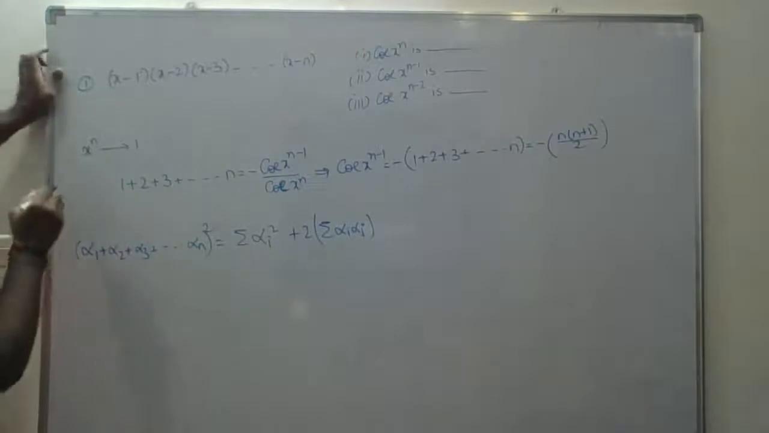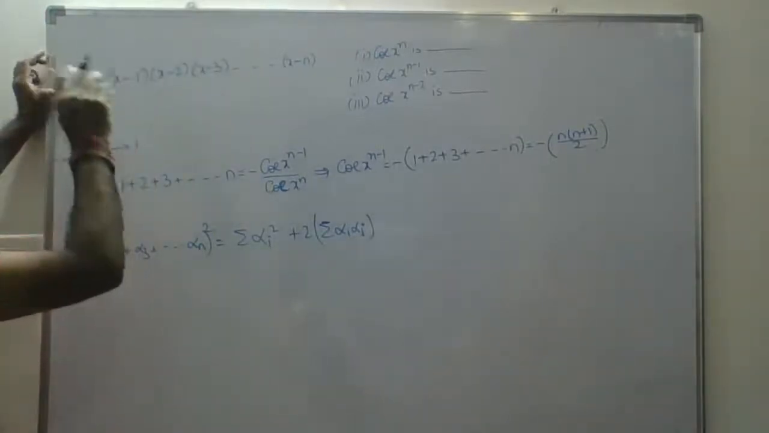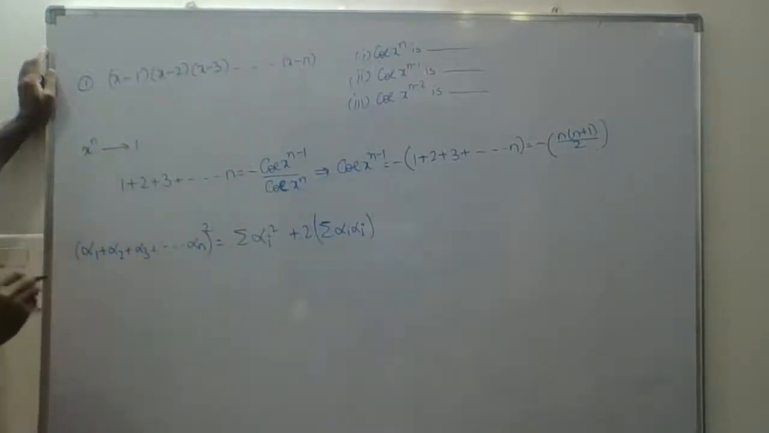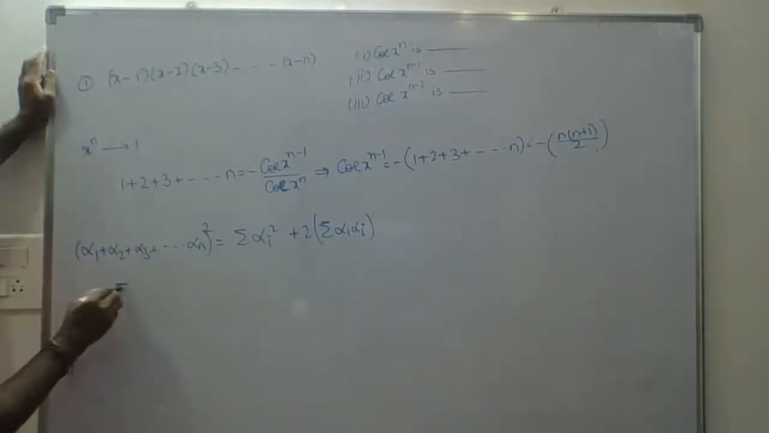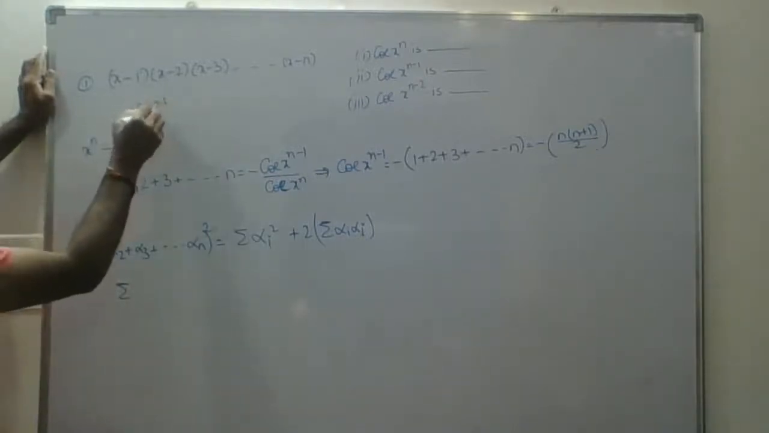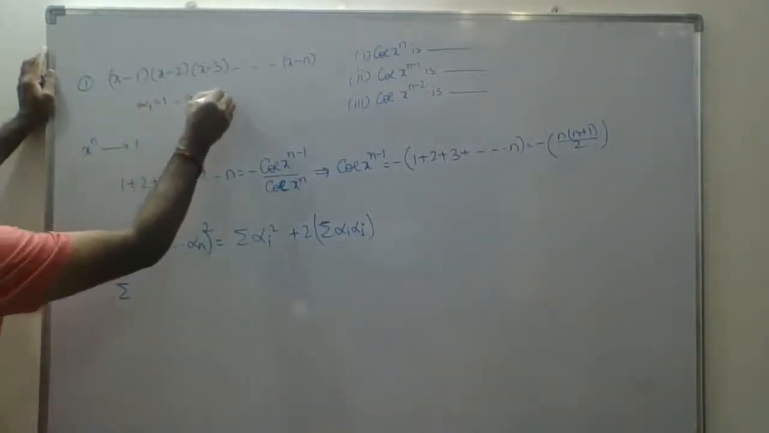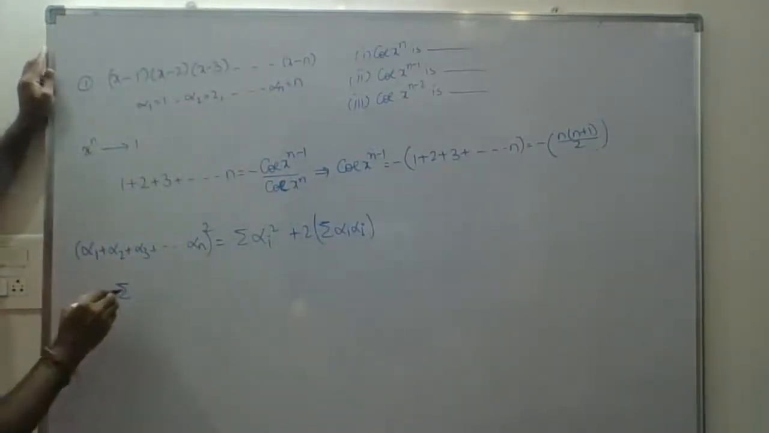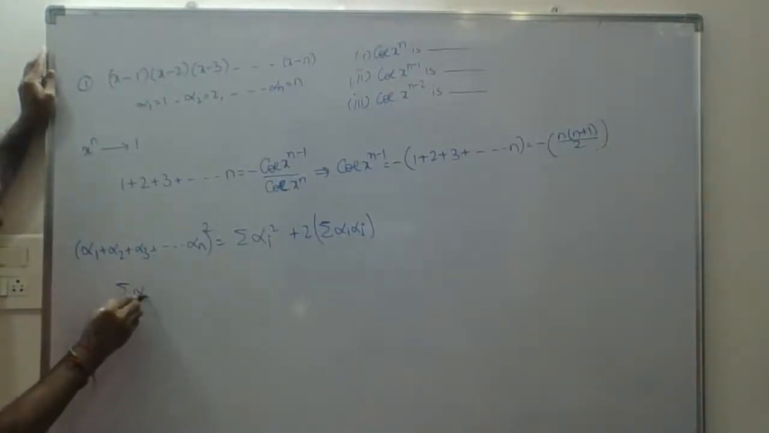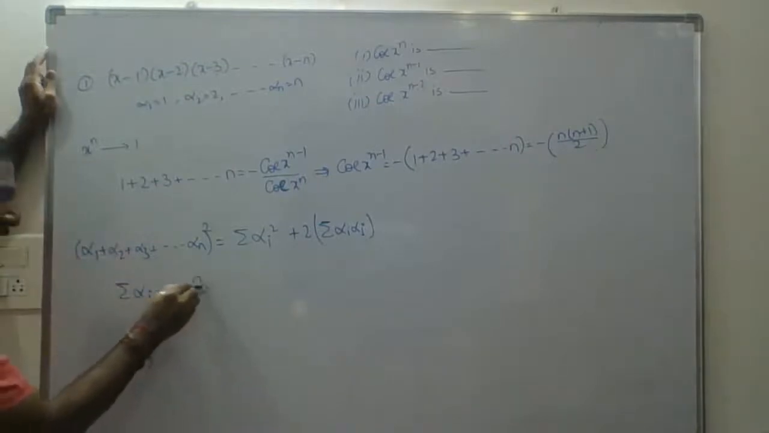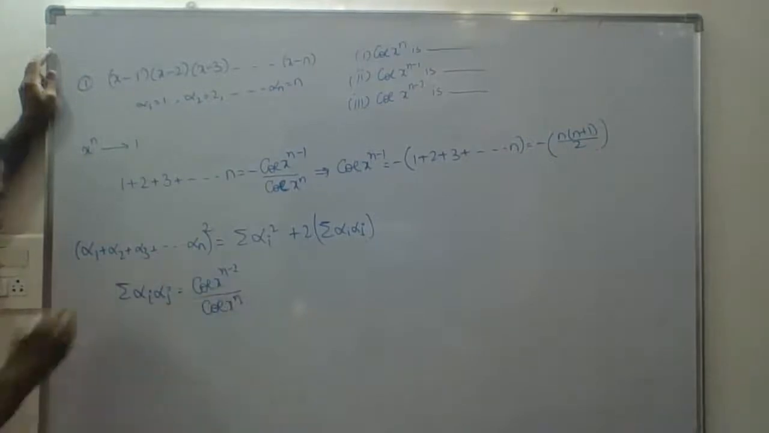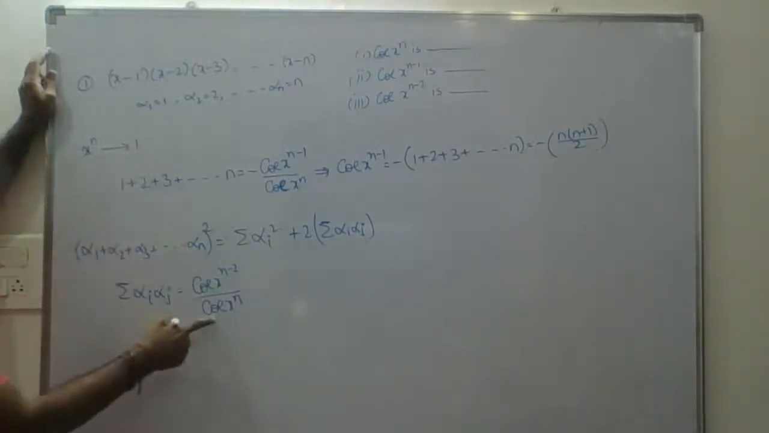Okay, look here. See, if you equate it to 0, the roots are 1, 2, 3, so on up to n. Okay, what is sum of the product of the roots taken two at a time? Let's say alpha 1 is equal to 1, alpha 2 is equal to 2, so on up to alpha n is equal to n. What is sum of the product of the roots taken two at a time? Sigma alpha i alpha j. What is the formula for it? Coefficient of x power n minus 2 by coefficient of x power n. But here coefficient of x power n is 1.